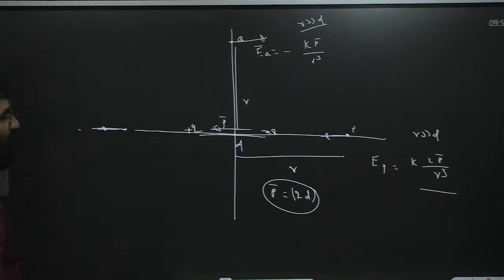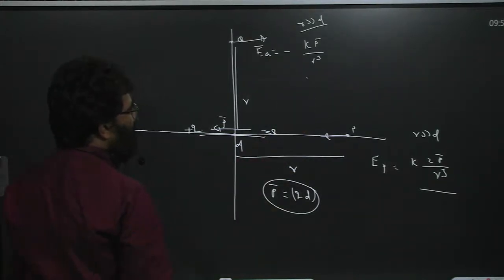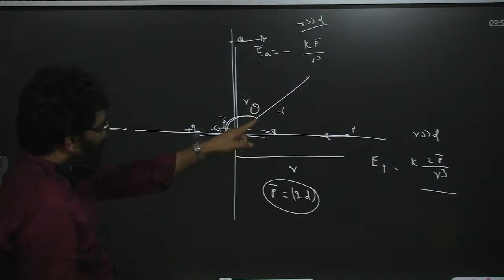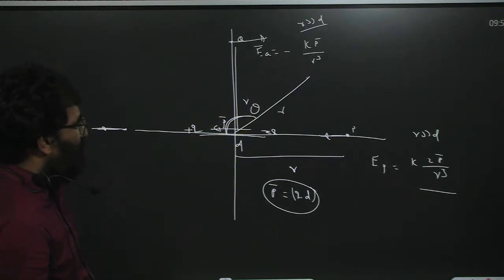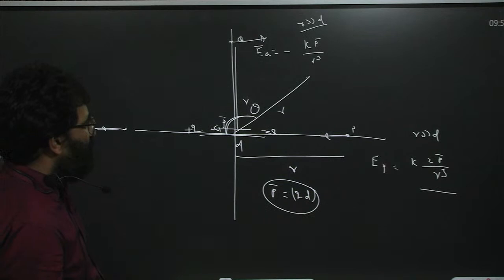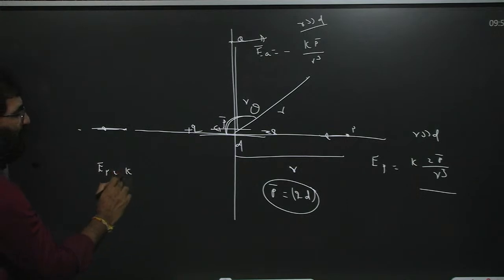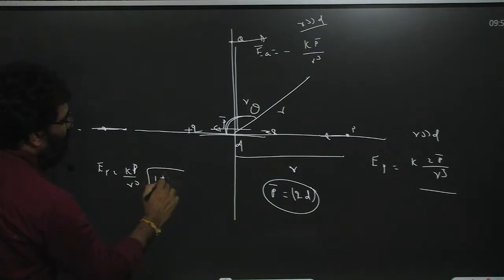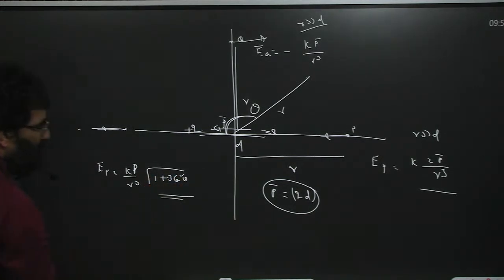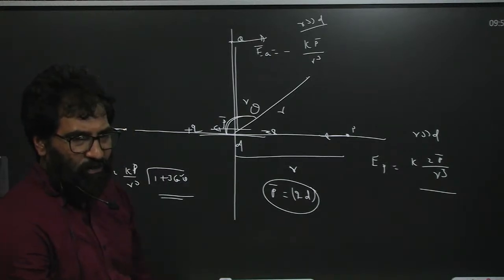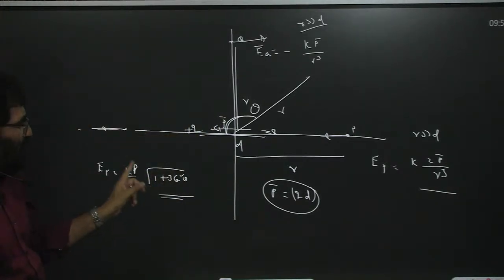So the net field will be, if you are finding it at any point here, at a distance R making an angle theta with the dipole. The angle between the dipole moment and R bar is theta. So the electric field magnitude at this point is E equals K P by R cube into root over 1 plus 3 cos square theta. You remember this one. Just this is due to the dipole that we are able to find this.